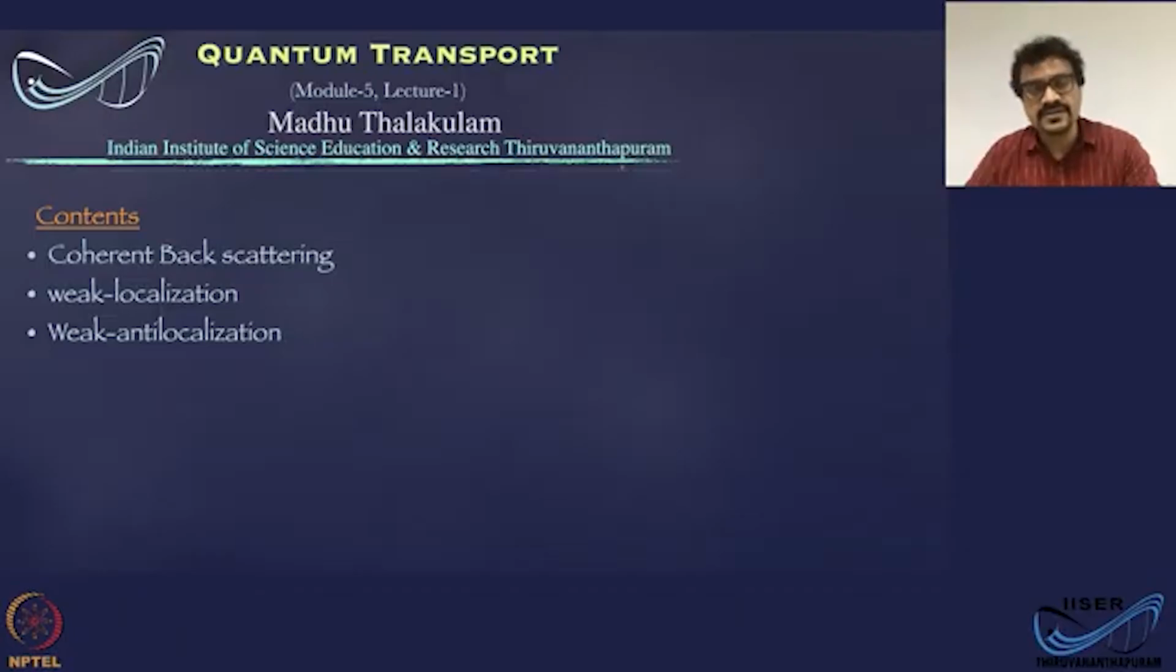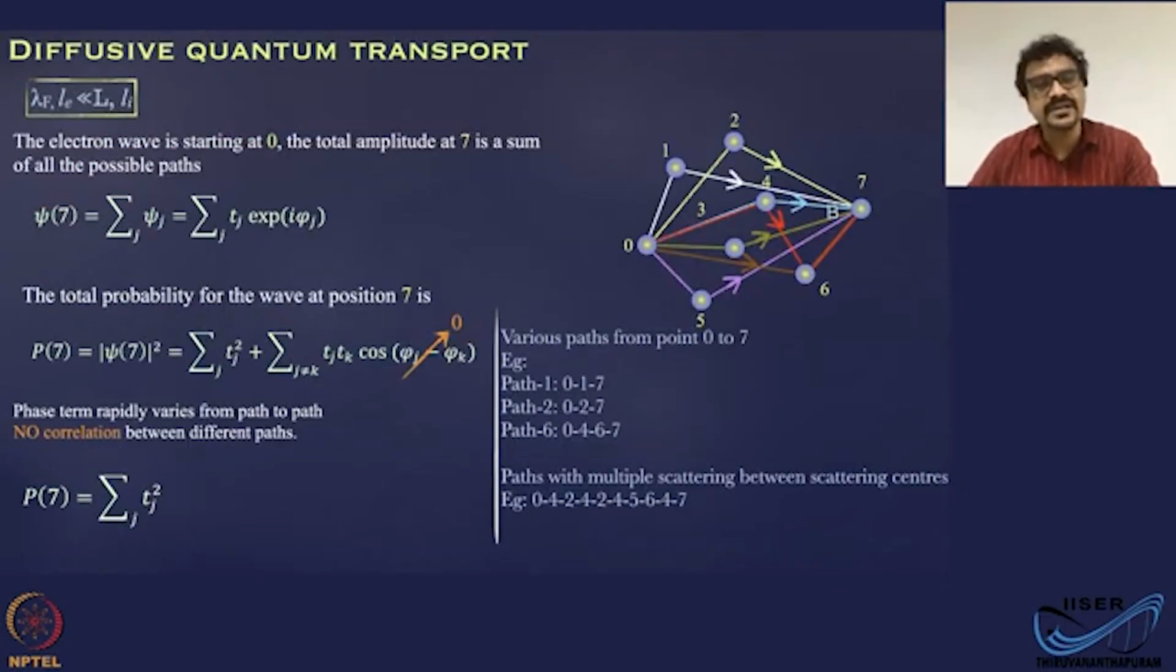In this lecture, we will look into an interesting quantum transport phenomenon called weak localization, which happens in the diffusive quantum transport regime. During this lecture, we will look into the phenomenon of coherent backscattering, weak localization, and weak anti-localization.